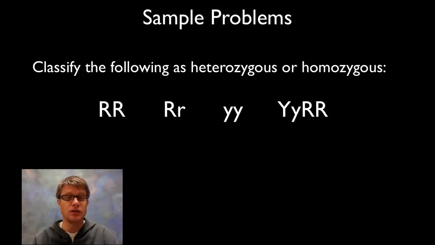Let's go a little easier. Classify the following as heterozygous or homozygous. Right answer should be, this would be homozygous, this would be heterozygous, this would be homozygous, and this is going to be heterozygous for the first trait, homozygous for the second. We could get a little more specific. This would be homozygous dominant, this would be homozygous recessive, this would be heterozygous, and sometimes we call that hybrid.